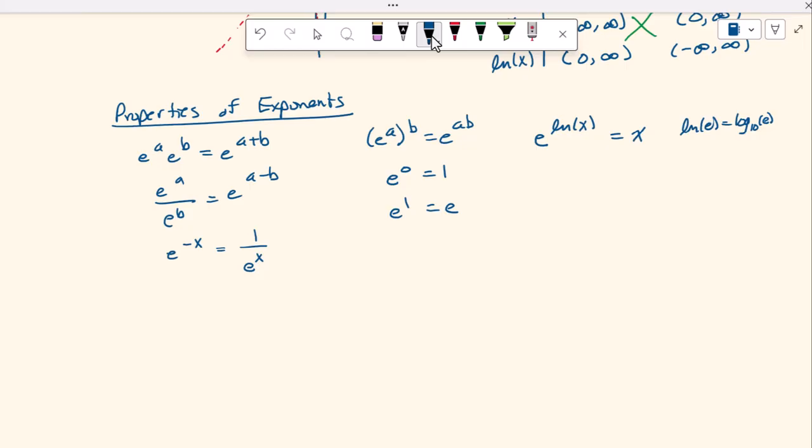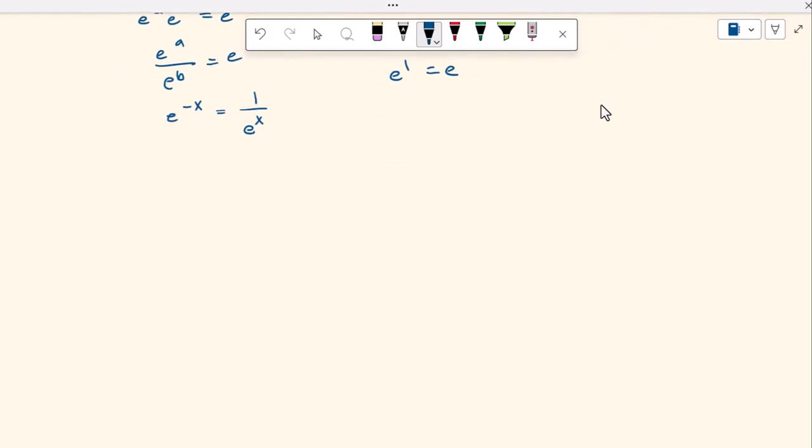Okay, so natural log is log base e of e. So if you think about this base, you can think about that as an e, and you can see that it'll cancel. And this will show up quite a bit when we are starting to work with derivatives and integrals.